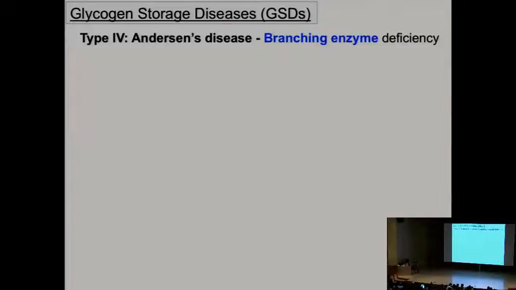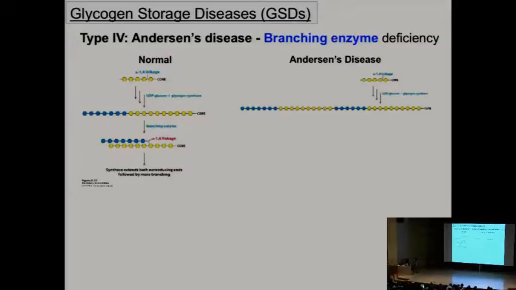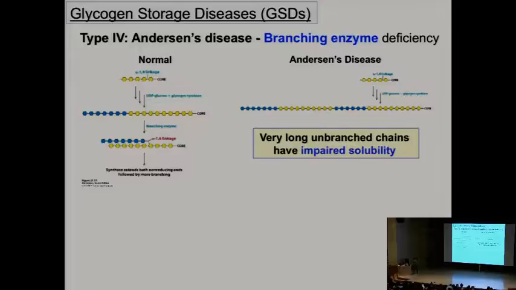Anderson's disease is a branching enzyme deficiency that is also pretty terrible. Recall, normally, branching enzyme introduces branches into the growing glycogen chain. In Anderson's disease, they can still make glycogen just fine, you just can't branch it, which doesn't seem like too big of a deal, but the problem is that these very long, unbranched chains have poor solubility.